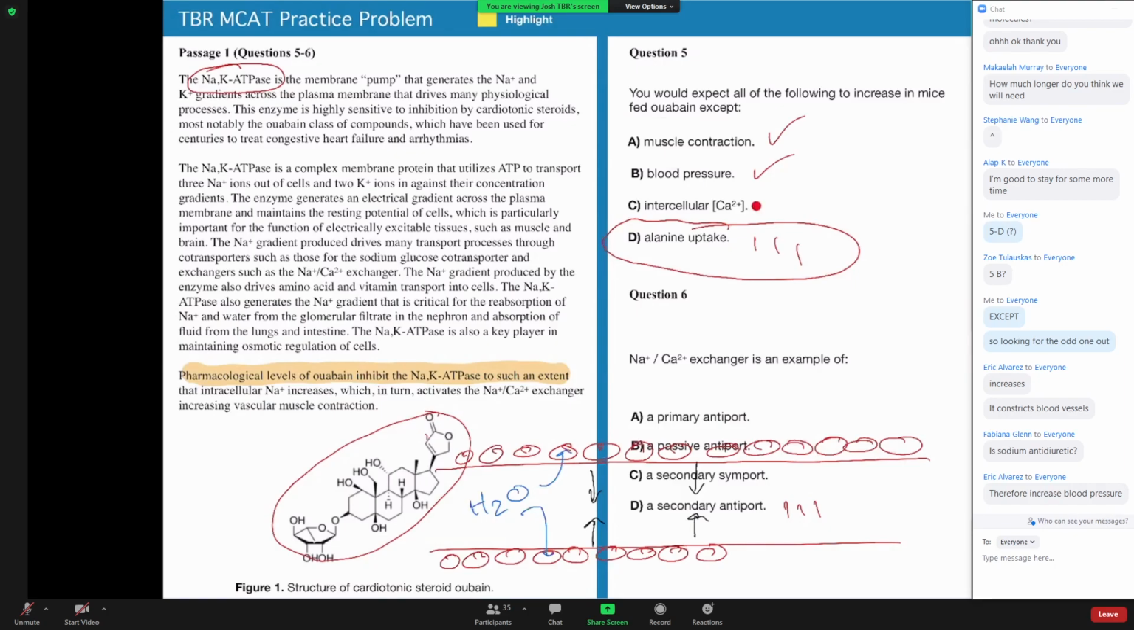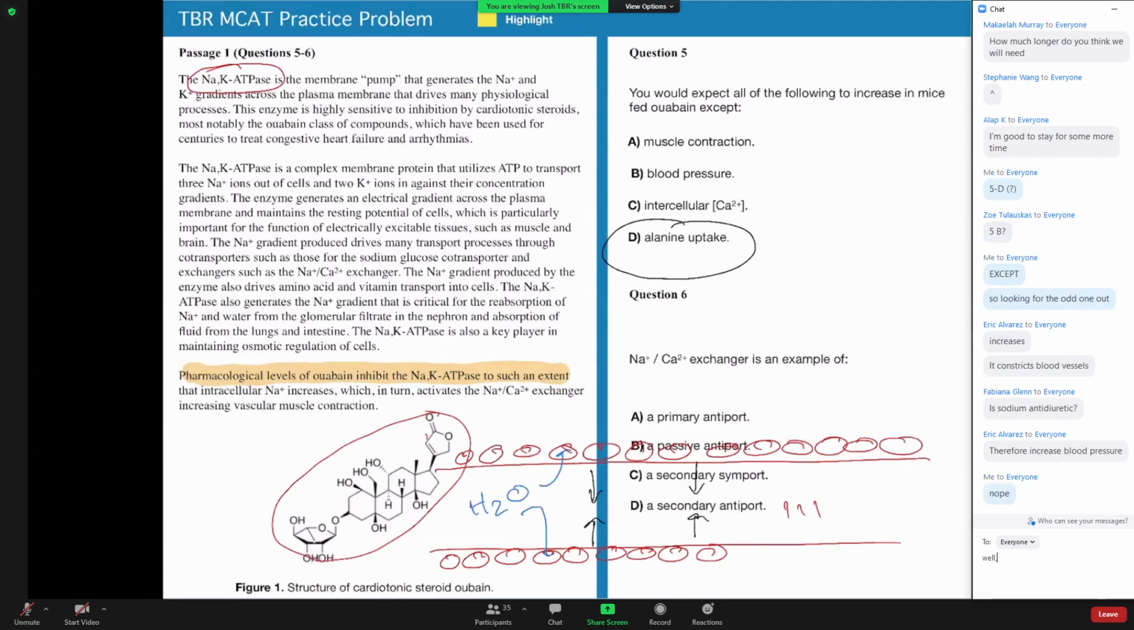And as we just said, intracellular calcium, by the exchanger, is going to increase. So all of these we do expect to increase, which would make D the best answer. Does anybody have any questions about that? Cool.